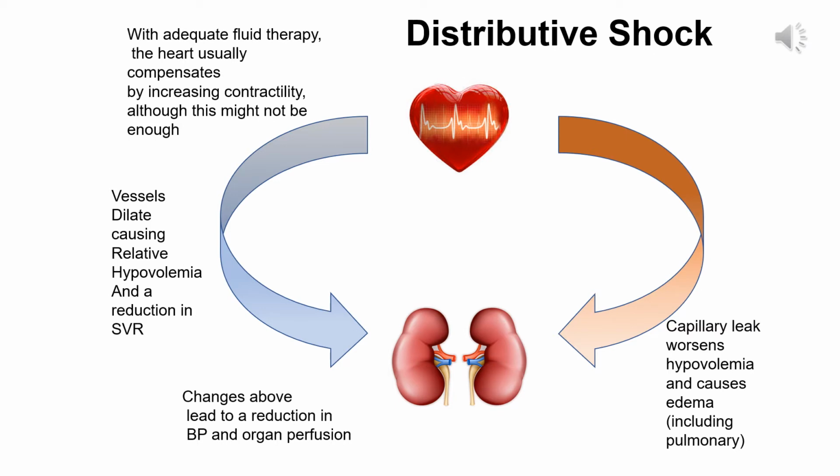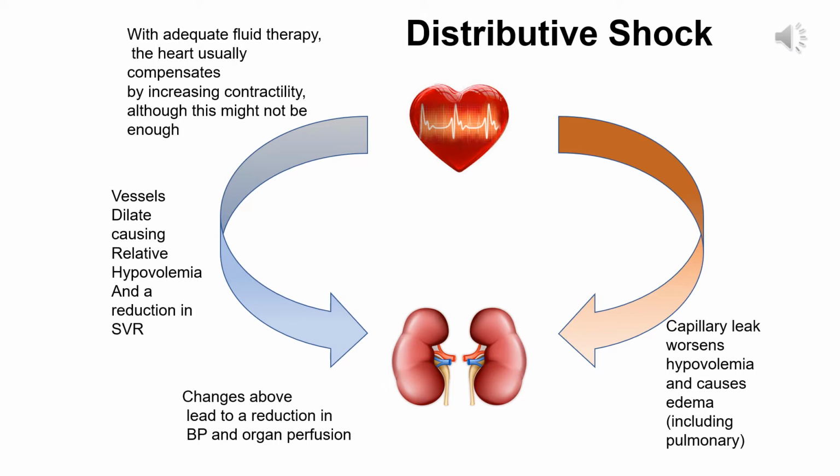Let's look at the difference between distributive shock and hypovolemic shock or cardiogenic shock, with hypovolemic shock being a volume issue and cardiogenic shock being pump failure. Now we're looking at distributive shock. In distributive shock you actually have adequate fluid volume, but when the body is invaded by a causative factor with neurogenic, septic shock, or anaphylactic shock, you get a profound vasodilatation. This profound vasodilatation then creates a relative hypovolemic state because of that vasodilatation.